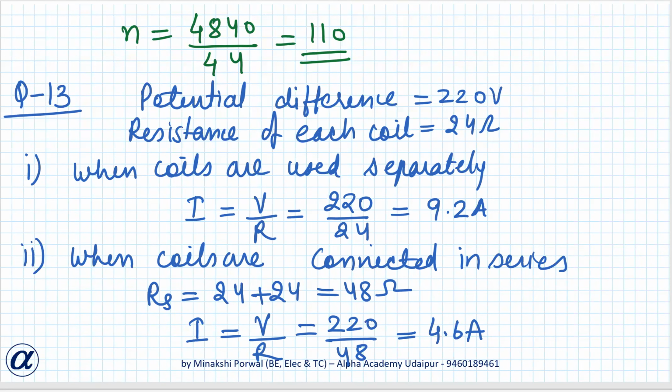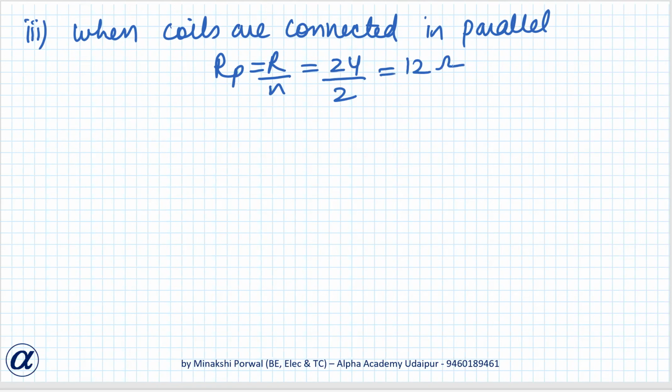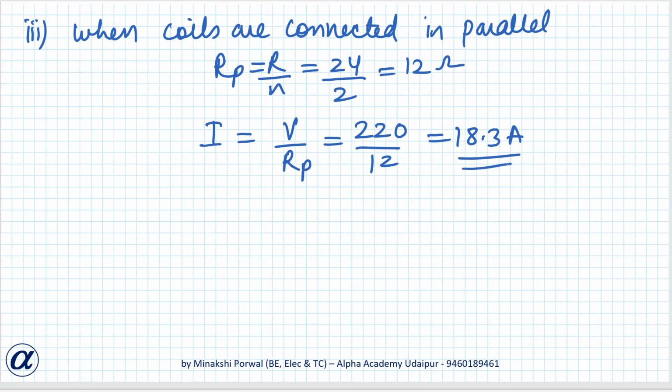Then when coils are connected in parallel, Rp will be equal to R upon N. R is 24, N is 2, so it will be 12 ohms, and current will be equal to V upon Rp. V is 220 upon 12, so it is 18.3 amperes.